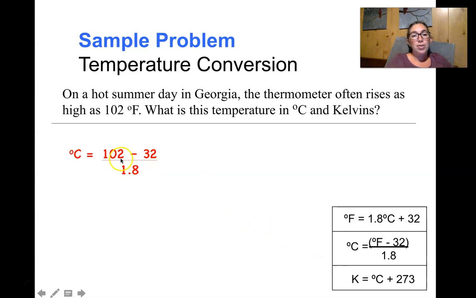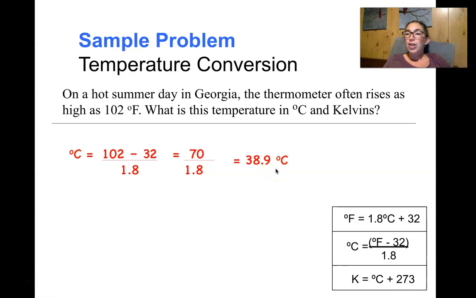So the temperature in Fahrenheit that we're given is 102. So 102 minus 32 is 70, just simplifying this division problem here. 70 divided by 1.8 is 38.9 degrees Celsius. So we figured out the temperature in Celsius.